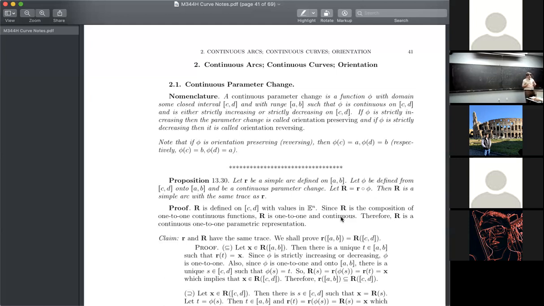So when we're worried about zeroing in on what the length of something is, we have to be much more specific about what we allow to parameterize the curve. We have to decide when two parameterizations give us the same length, for example. And so what is involved is what are called parameter changes.